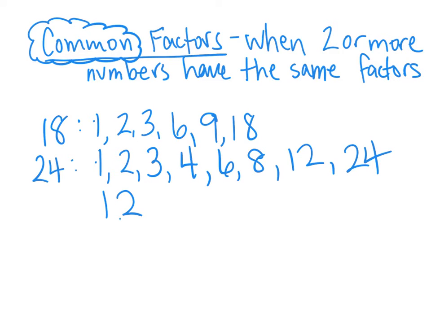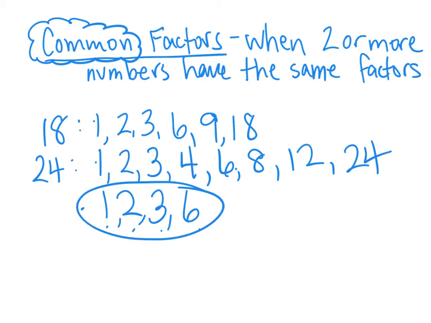2 is in both. 3 is in both. Is 4? Nope. Is 6? Yes. And that is it. So the common factors are 1, 2, 3, and 6 for the numbers 18 and 24.